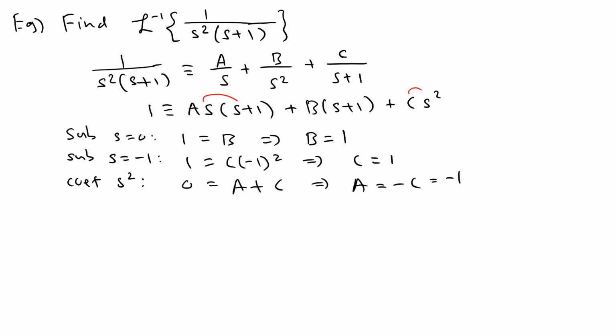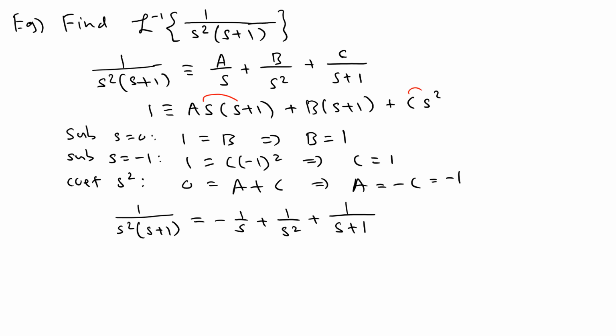Now we have the partial fraction for that. So 1 over s squared (s plus 1) equals, with a equal to negative 1, negative 1 over s, and then b equal 1, so 1 over s squared, and then c is also 1, so 1 over s plus 1. Those are the three that we get.